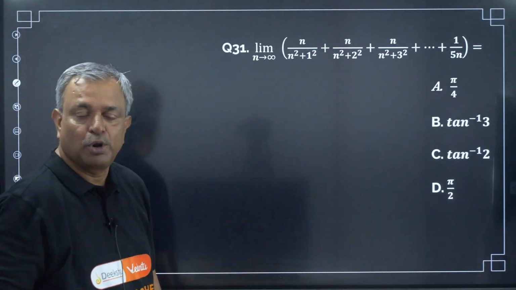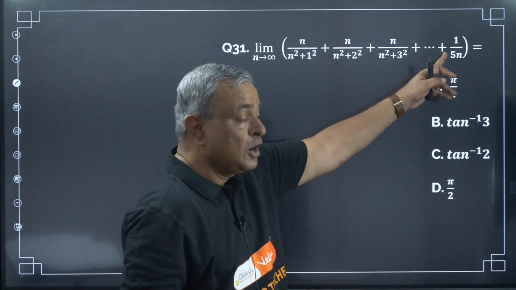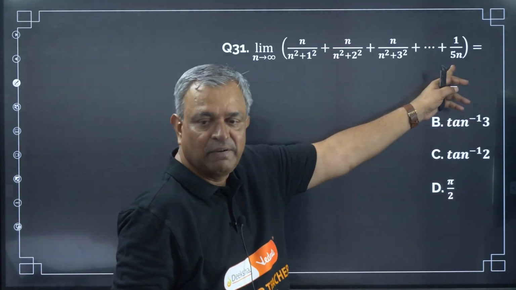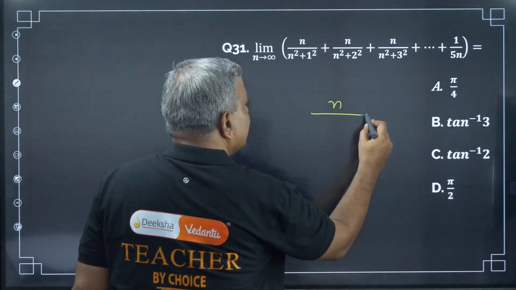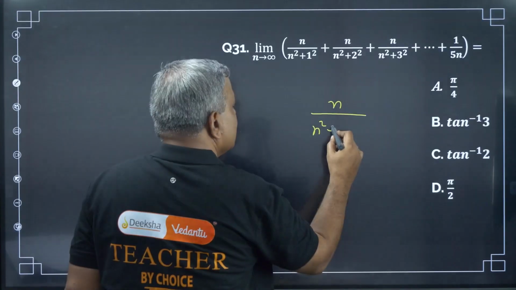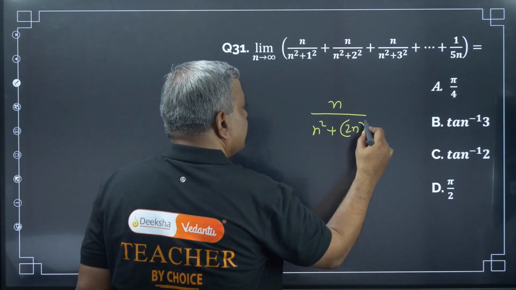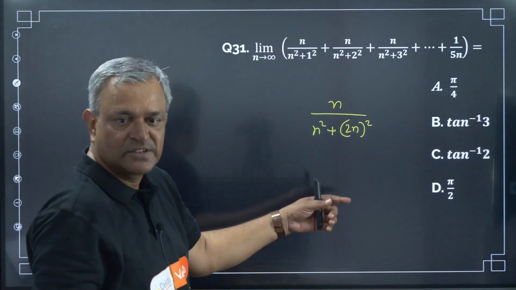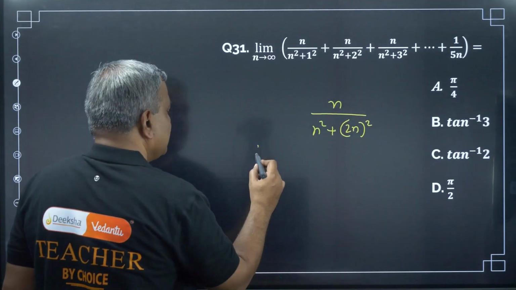31 is a tricky problem. Until and unless you know the proper concept, it is very difficult. Observe the last term, 1 by 5n. How does it come? n by (n square plus 2n) whole square. If you catch this, the problem becomes very easy for you. So this same question can be taken as a limit.